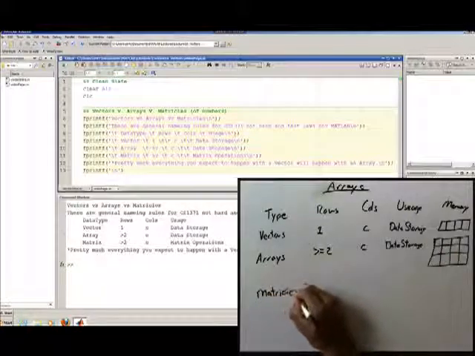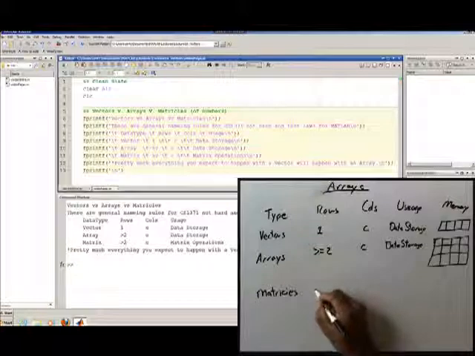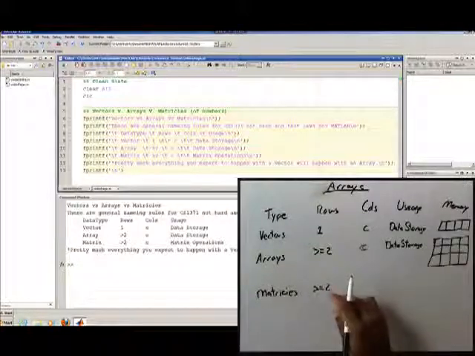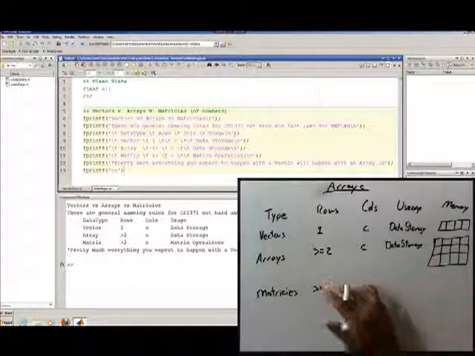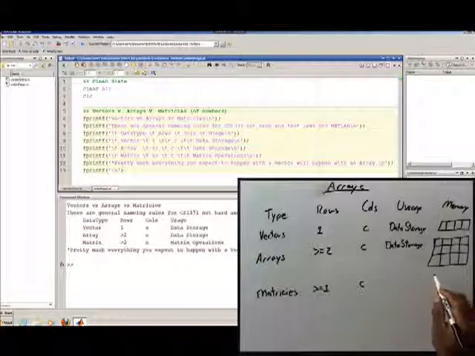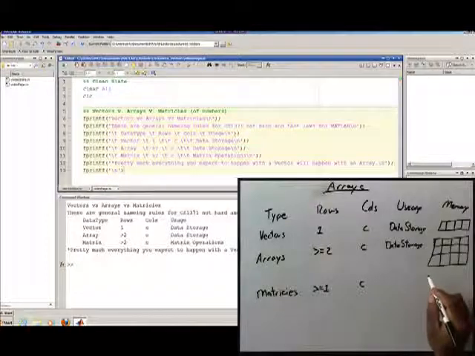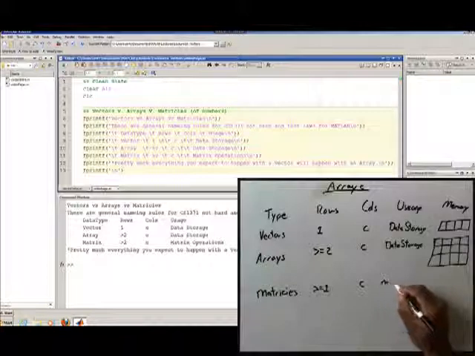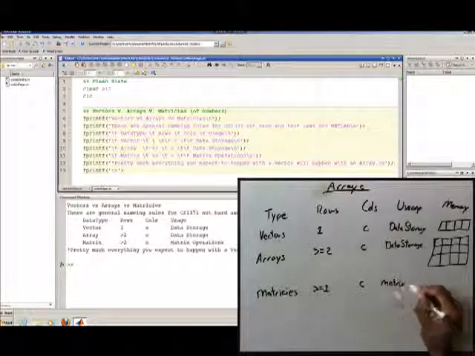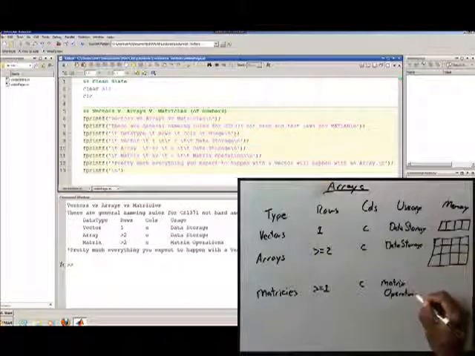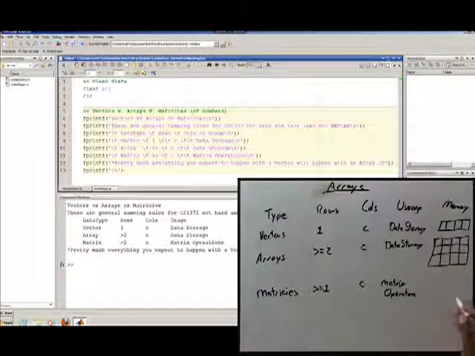And then if you go to matrices, once again, multiple rows. Actually, they could have one row, multiple columns, and you think about these in terms of matrix operations. So we're actually going to be using matrices in terms of matrix operations. But what do I mean by that?